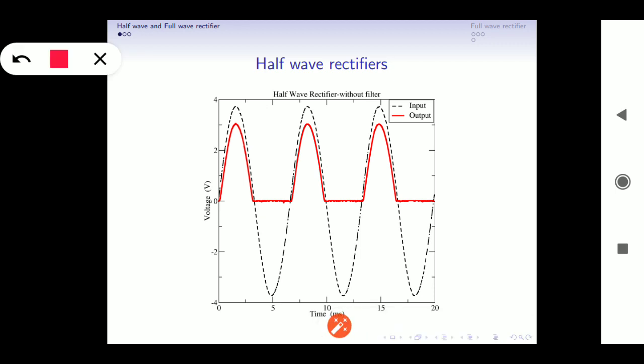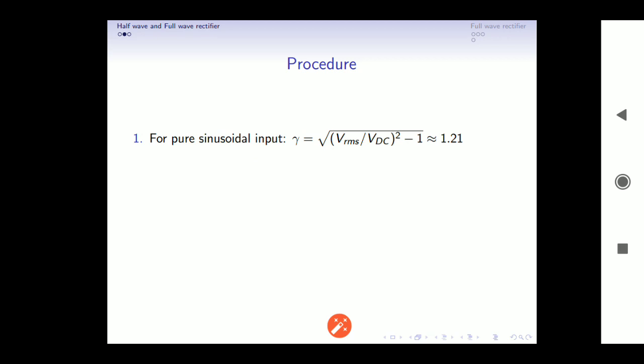Basically we wanted to have a DC signal with a certain steady value, but what we end up getting is a half-pulse signal on the positive side and no signal on the negative side. This kind of signal is called a pulsating DC. This pulsating DC contains many ripples. We have to understand the ripple factor, and we are going to estimate it in this experiment. For a pure sinusoidal input, the ripple factor is defined as the square root of (Vrms by Vdc) whole squared, minus 1. If you compute that analytically, it turns out to be 1.21. It's a dimensionless quantity. Vrms is the root mean square voltage and Vdc is the DC voltage.